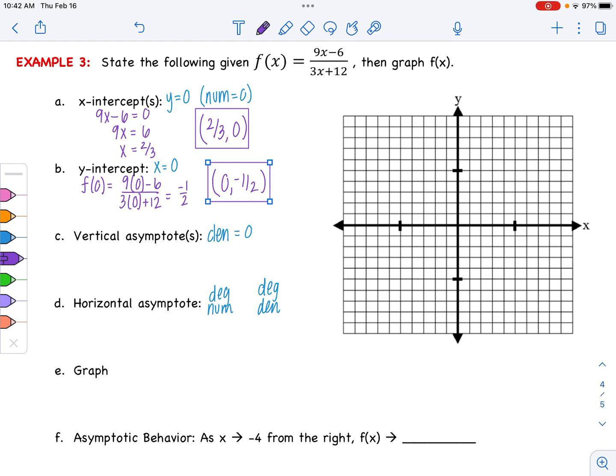Vertical asymptotes, denominator equals 0. 3x plus 12 equals 0. Subtract the 12, divide by 3. At x equals negative 4 is going to be my vertical asymptote. Horizontal, and now look at the degrees. Well, for the degree of the numerator, you always look at the largest x exponent. Well, that's 1 compared to 1. So they're equal. Since they're equal, I take the ratio of the leading coefficients. So y would equal 9 over 3. y equals 3 becomes my horizontal asymptote.